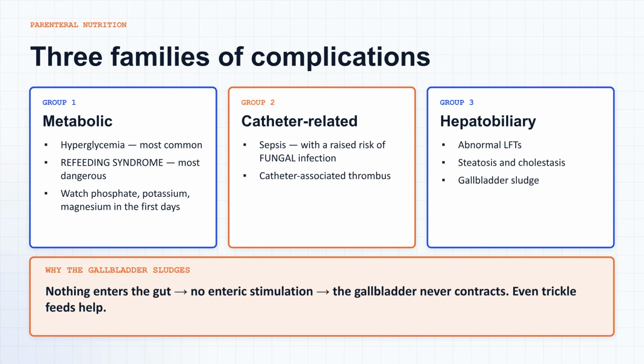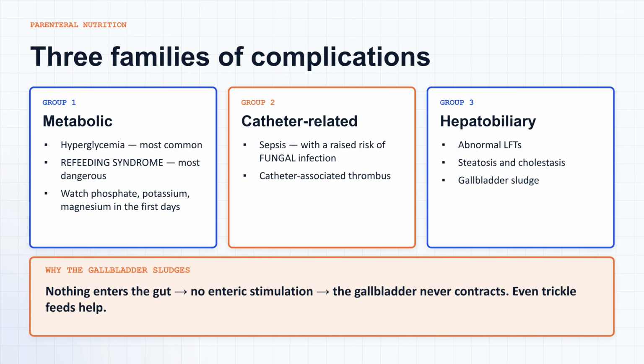The complications of parenteral nutrition fall into 3 groups. First, metabolic: hyperglycemia is the most common, and refeeding syndrome is the most dangerous. Watch phosphate, potassium, and magnesium closely over the first days. Second, catheter-related sepsis with a raised risk of fungal infection and catheter-associated thrombus.